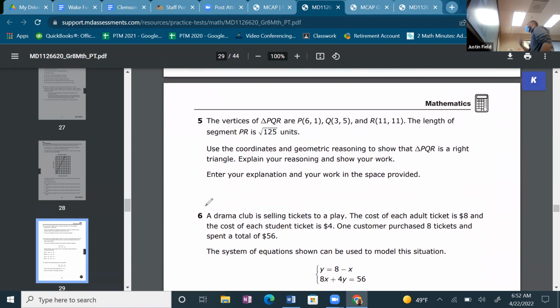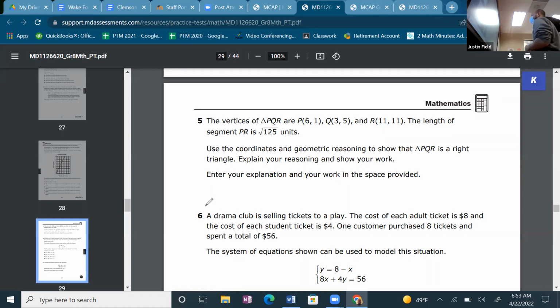Missy, you ready? All right, here we go. Now, the vertices of triangle blah, blah, and blah. The length of PR is square root 125.